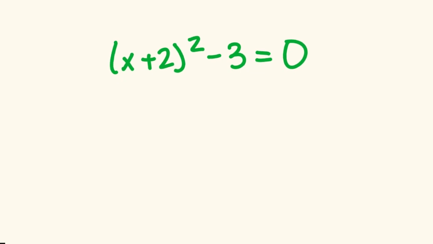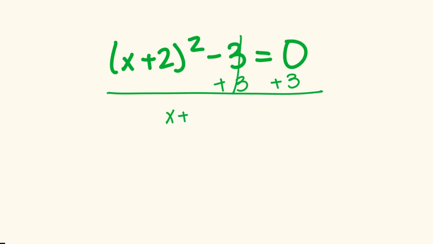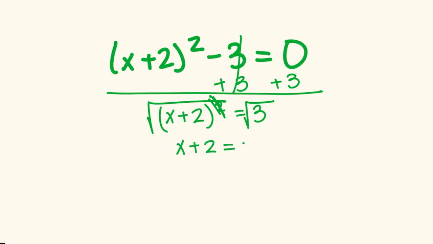So what should I do first? Good, I'm going to go ahead and add 3 to both sides of my equal sign. I'm going to end up with (x plus 2) squared equals 3. Now what am I going to do? I'm going to go ahead and square root both sides to get rid of that exponent. I'm going to end up with x plus 2 equals plus or minus square root of 3. And then what do I have to do next?